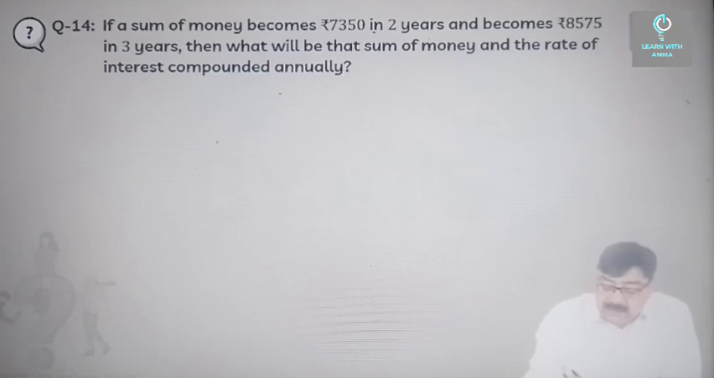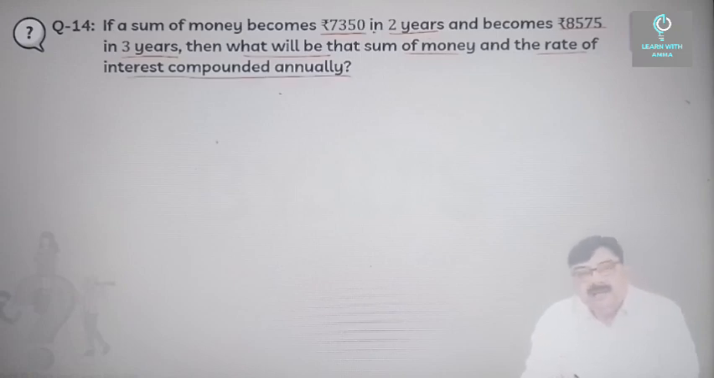Next question: if a sum of money becomes rupees 7350 in 2 years, the sum of money is not known, but the amount obtained after 2 years is 7350, and becomes 8575 in 3 years, then what will be that sum of money and the rate of interest compounded annually?